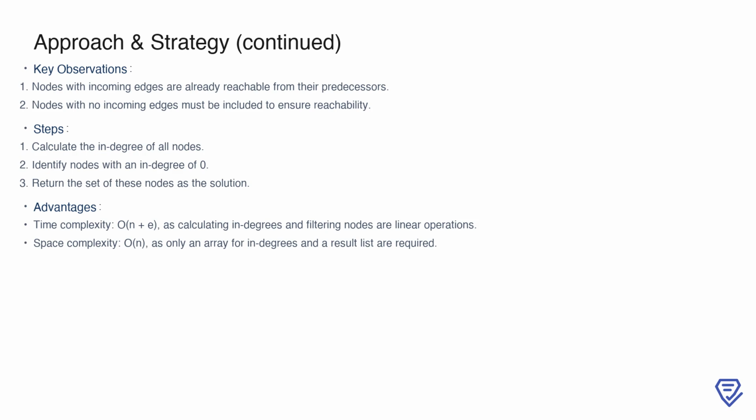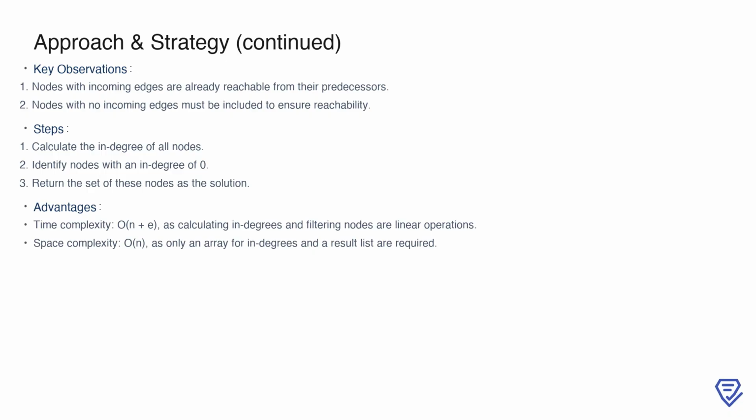The optimized approach relies on a crucial observation about the structure of a DAG. In such graphs, nodes with incoming edges are already reachable from other nodes. The key insight is that nodes with no incoming edges, those with an indegree of 0, must be included in the solution. These nodes cannot be reached from any other vertex, so they serve as essential starting points to ensure all nodes are covered. To implement this, we follow a simple three-step process. First, we calculate the indegree for each node, which tells us how many edges are directed toward it. Next, we identify the nodes with an indegree of 0. Finally, we return this set of nodes as our answer.